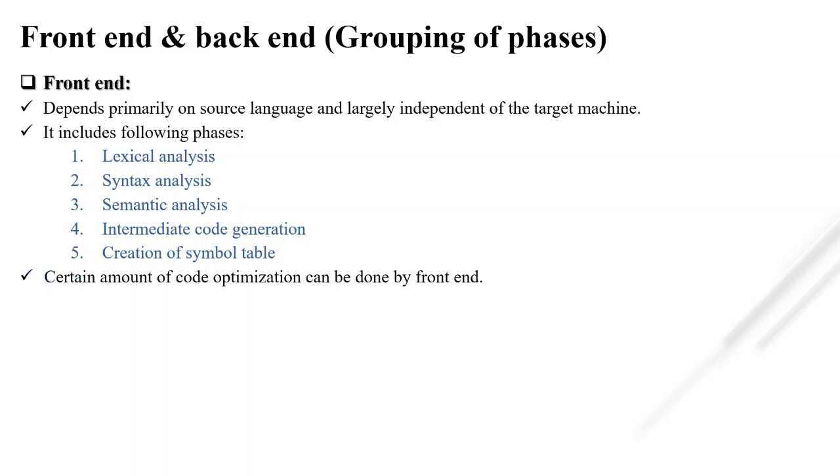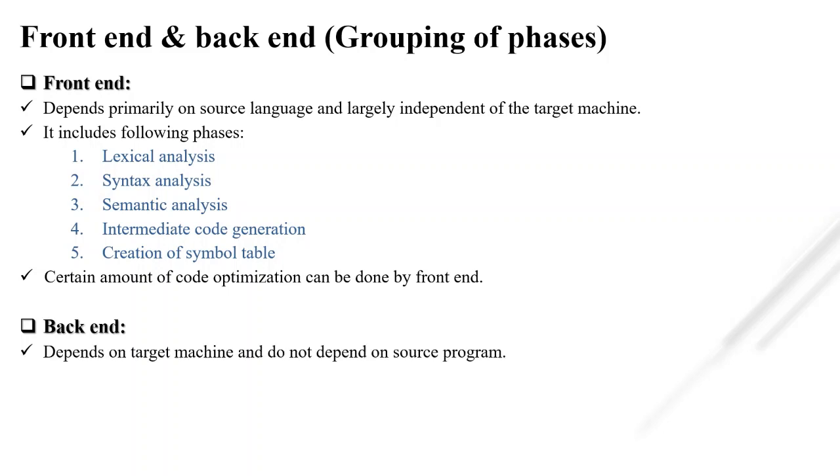Next, the back end. The back end consists of those phases that depend on the target machine and do not depend on the source program. Back end includes code optimization and code generation phases with necessary error handling and symbol table operation.